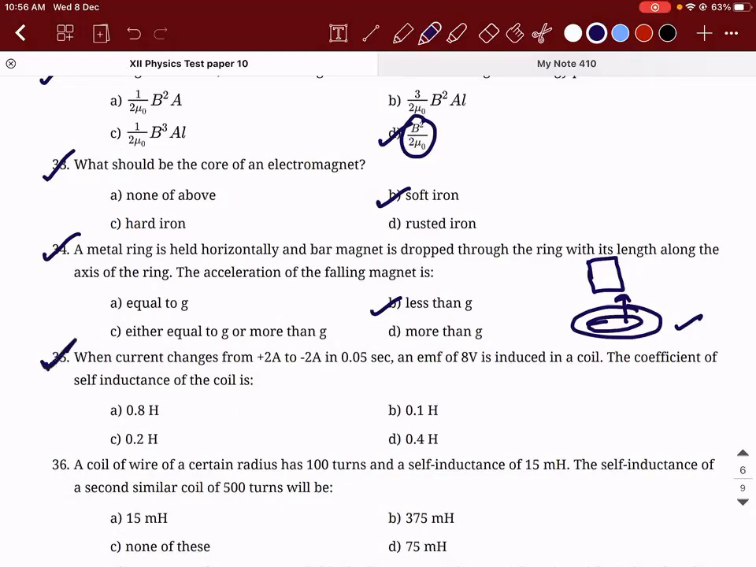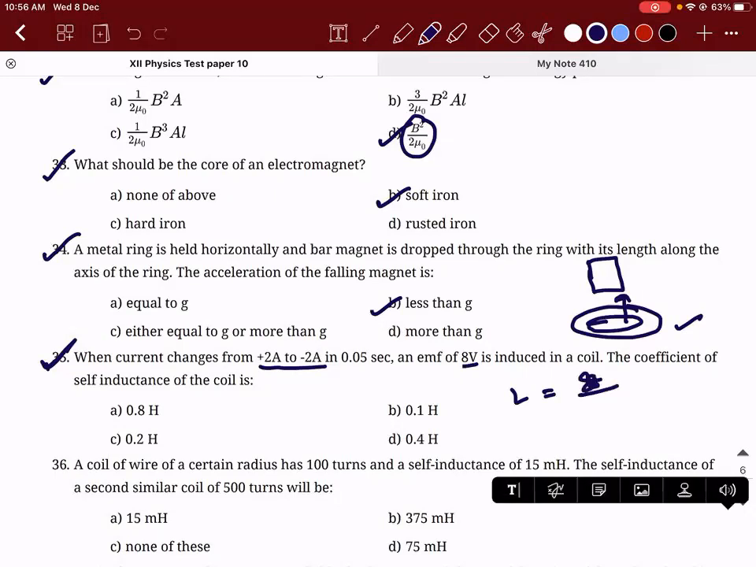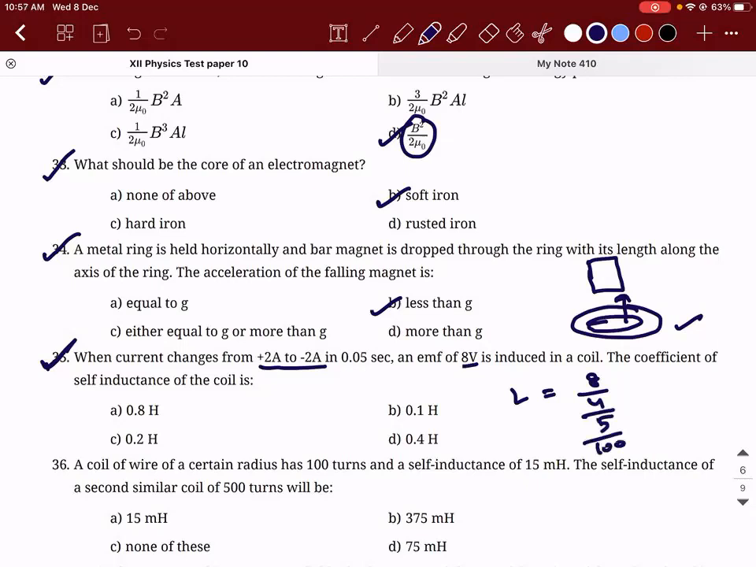When current changes from 2 to minus 2 ampere in 0.05 seconds, EMF of 8 volt is induced in the coil. The coefficient of self-inductance L is equal to E divided by delta I by delta T. So 8 divided by delta I by delta T is 4 divided by 0.05. Did I make any mistake?